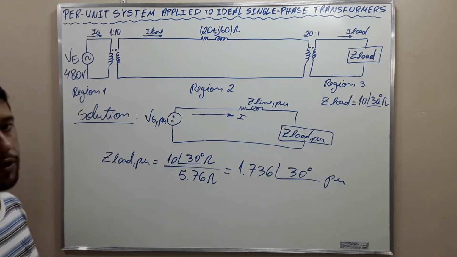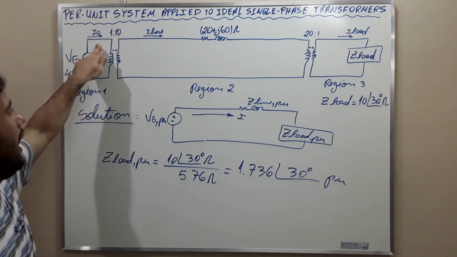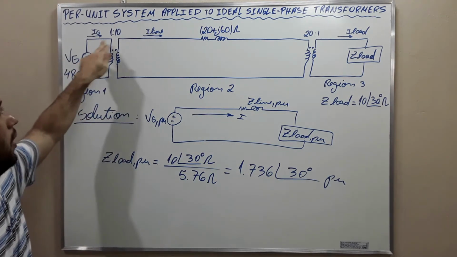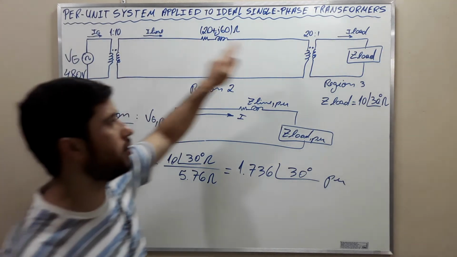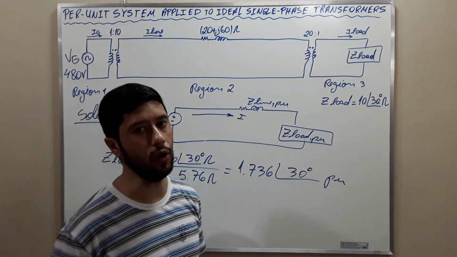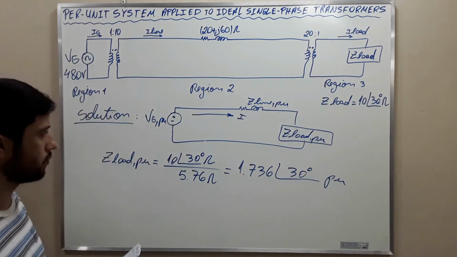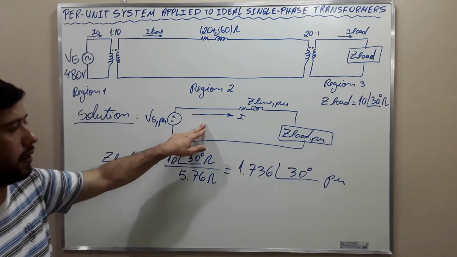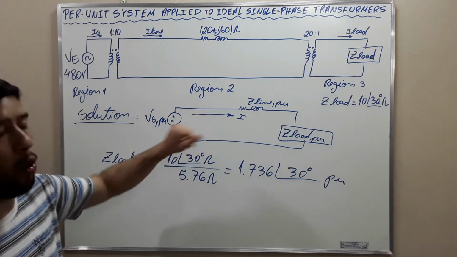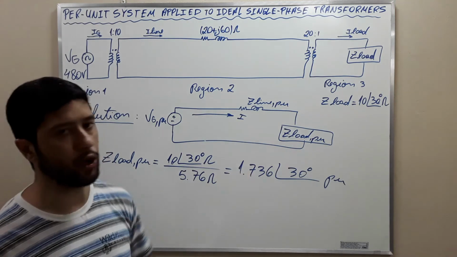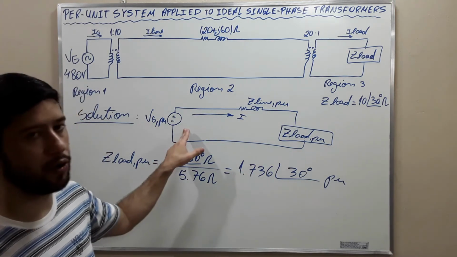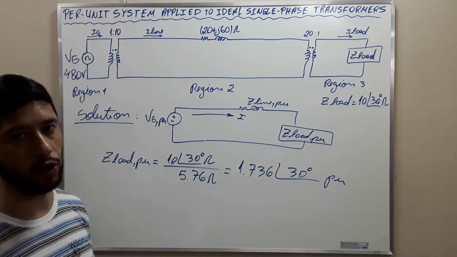Observe that in the original system, I G is different than I line, and they are different than I load. However, in the per unit system, only one current flows from generator to load.